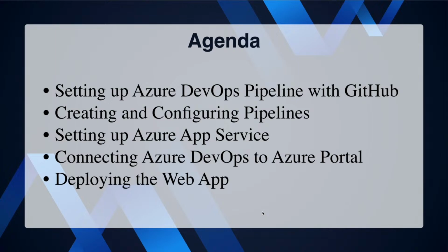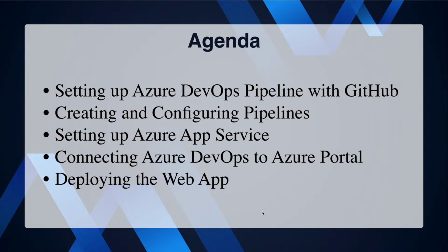First of all, we will set up the Azure DevOps pipeline with a GitHub source. This connection will allow Azure DevOps to pull code from GitHub and trigger automated builds every time a change is made. I will show you how to authenticate your GitHub account, select the right repository, and ensure the pipeline is ready to build your app.